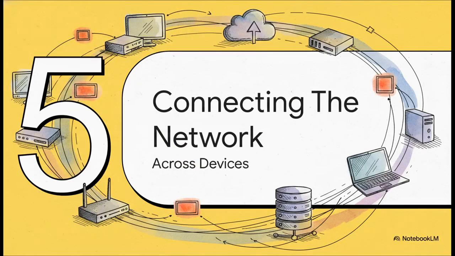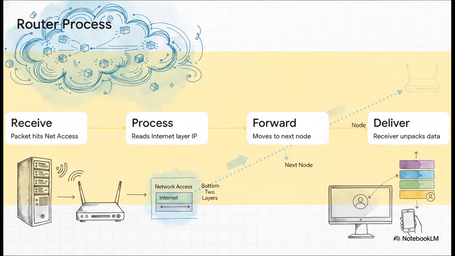Let's wrap things up with Section 5, connecting the network. Here's a really interesting quirk. Intermediary network routers actually don't process the entire stack. They only ever utilize the bottom two layers, network access and internet, to move the packet along. The router receives the frame at the network access layer, processes it up to the internet layer just to read the IP address, and then sends it to the next node. It literally just repeats this until it hits the final receiver, which then unpacks the data all the way back up all 4 layers to the user.